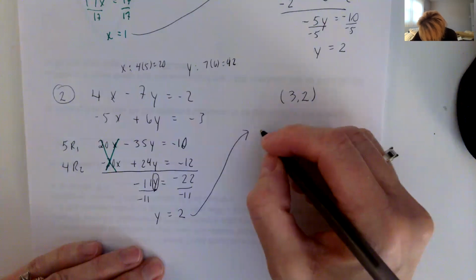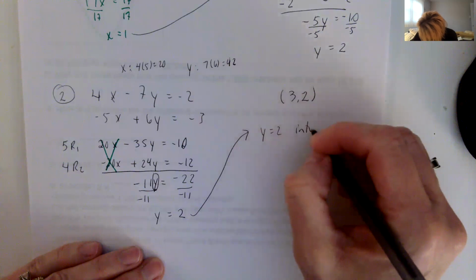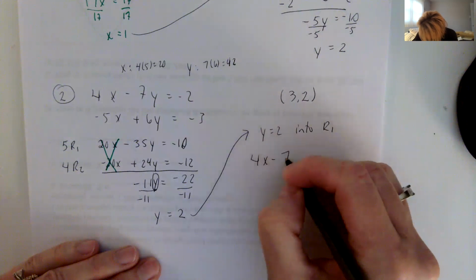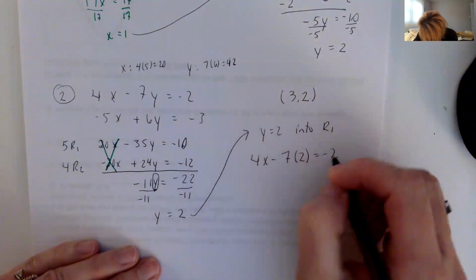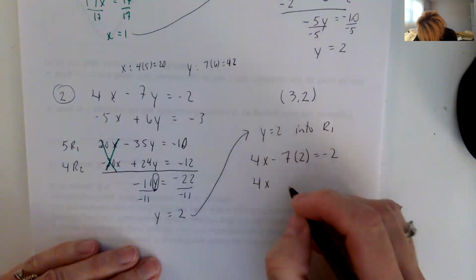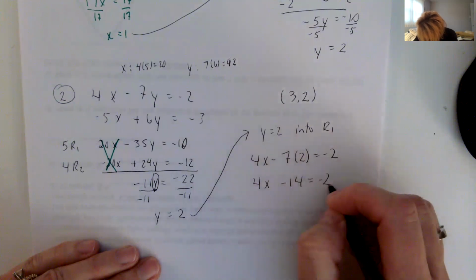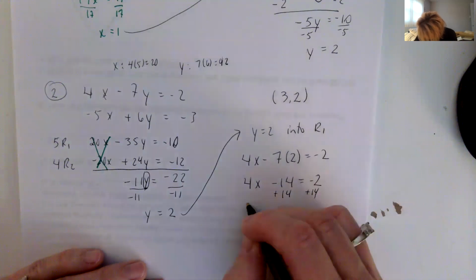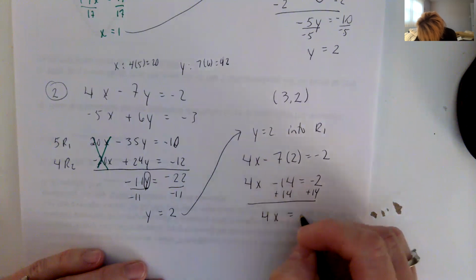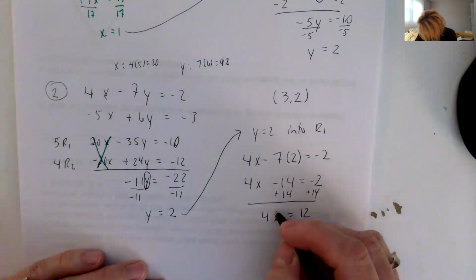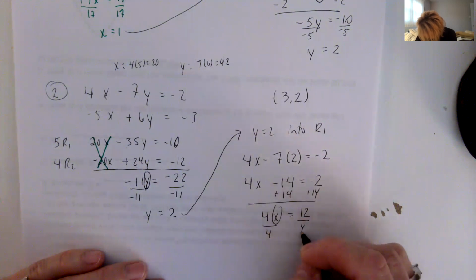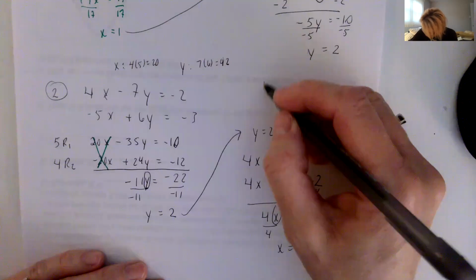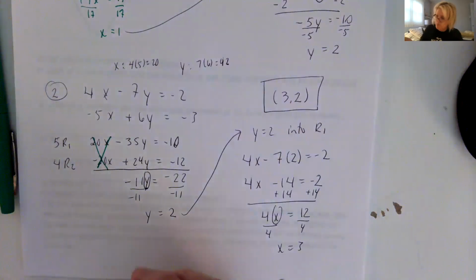So I'm going to put y equals 2 into row 1. I'm just choosing it just to be easy. So 4x minus 7 times 2 equals a negative 2. 4x minus 14 equals a negative 2. And then I have to add 14 to both sides. 4x equals 12. Because we're solving for x, we're going to divide by 4, and x equals 3. And that also matches what Desmos told us was the correct answer.